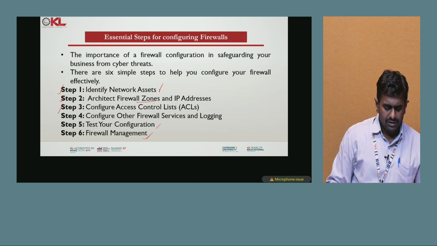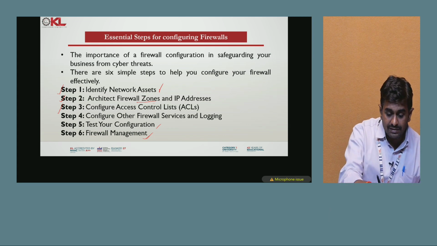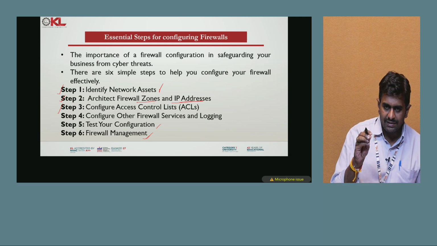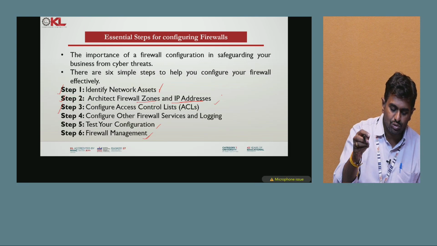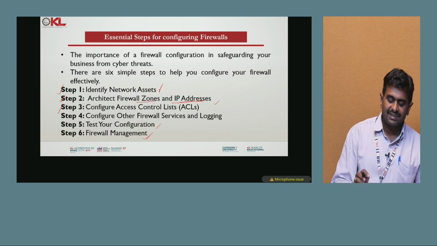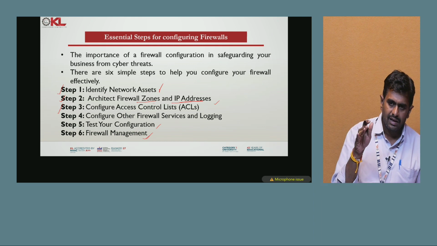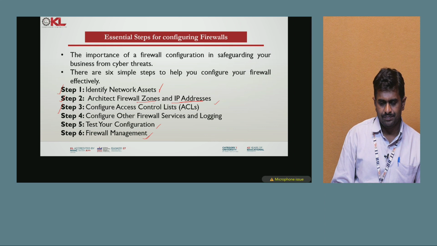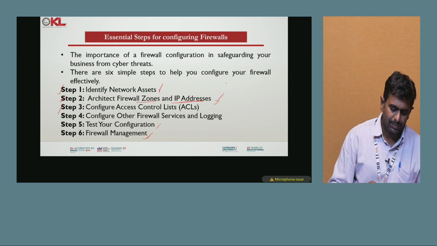Then step 3 comes, configure access control lists, but in the second step, set the IP addresses also. Based on your zones, you can set the internet protocol addresses for each zone, implement network address translation, divide the subnets and subnet masks, and create VLANs, virtual LANs. All these concepts come under step 2.